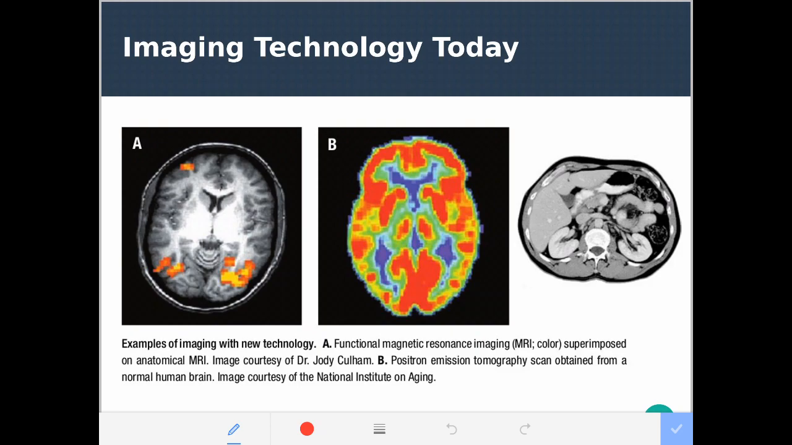And then on the rightmost side, you have your CT scan image. This is a cross-sectional slice of your torso. A and B are both brain scans, whereas the one on the rightmost picture is your torso. You can see here, this is your spine. What else can we see? We have the kidneys, and I think this is the liver. You have your intestinal part somewhere around here.